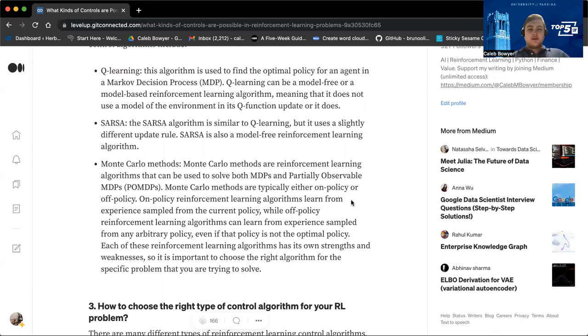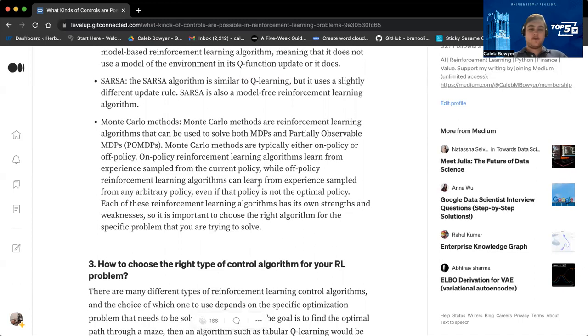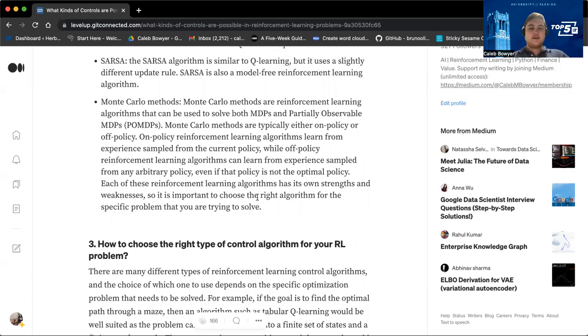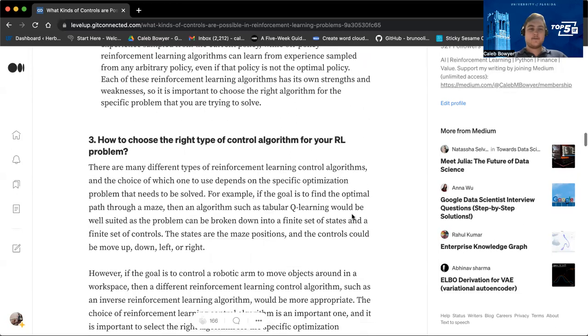Monte Carlo methods are typically either on-policy or off-policy. On-policy reinforcement learning algorithms learn from experience sampled from the current policy, while off-policy reinforcement learning algorithms can learn from experience sampled from any arbitrary policy, even if that policy is not the optimal policy. Each of these RL algorithms has its own strengths and weaknesses, so it is important to choose the right algorithm for the specific problem that you are trying to solve.